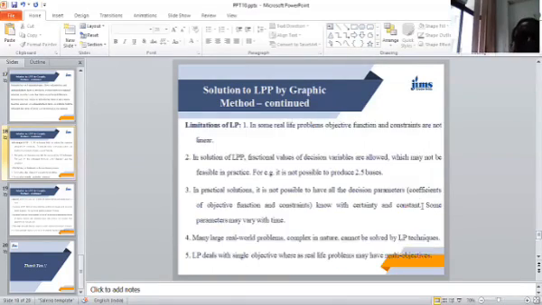So these are the advantages, but there are certain limitations of linear programming model also, that in real life you will very rarely get objective function and constraints as linear functions. In the actual solution of linear programming problem, you will find that fractional values of decision variables are allowed. But in practice, this may not be possible. For example, you can say that you require 2.5 manpower or 2.5 buses, but practically this is not possible.